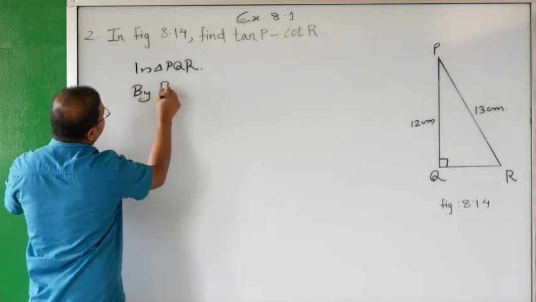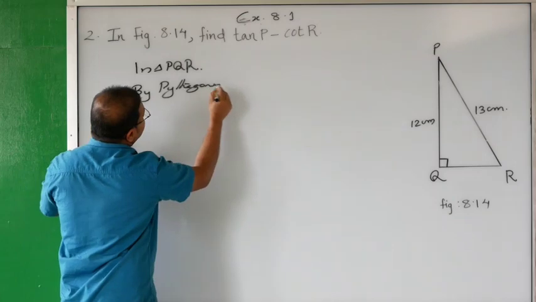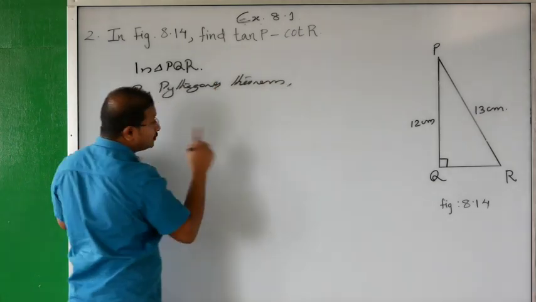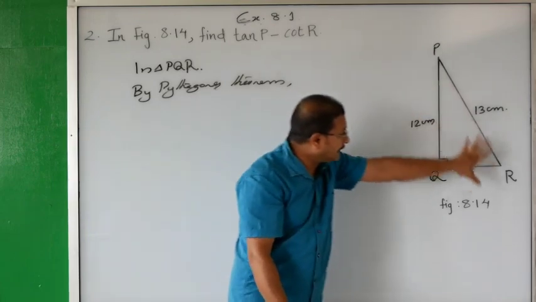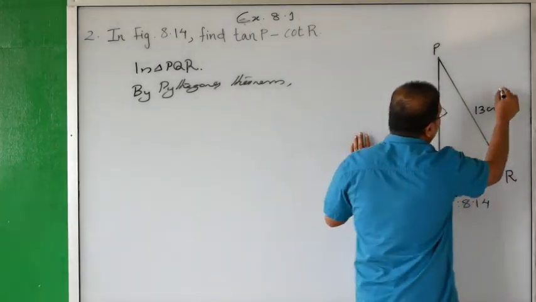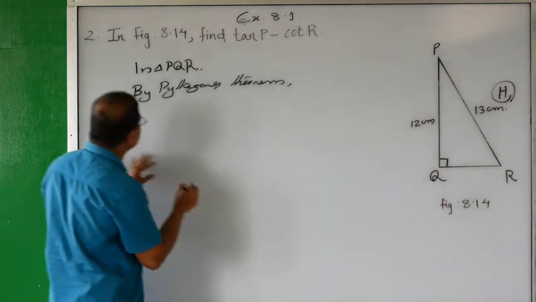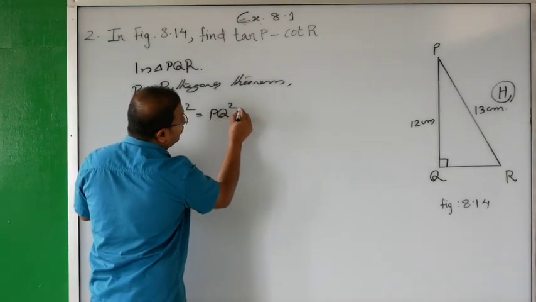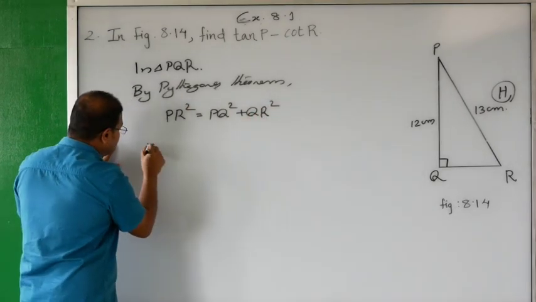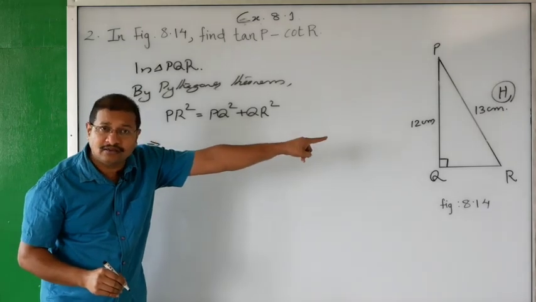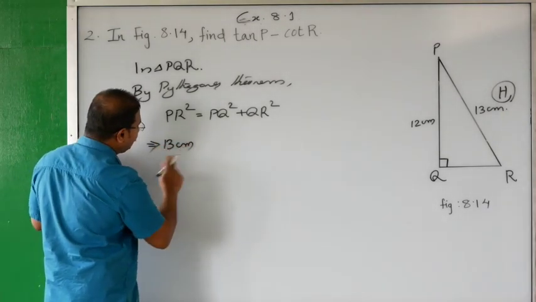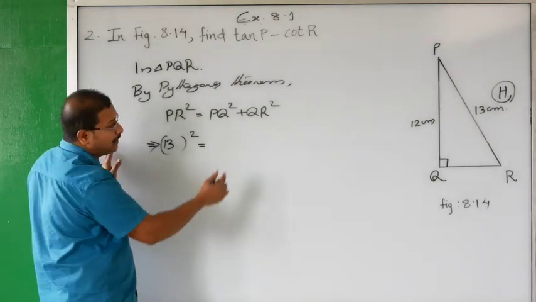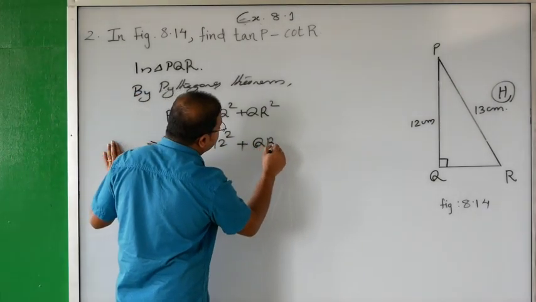By Pythagoras theorem, the longest side square. The longest side is what? According to this diagram, the longest is PR. So that will be the hypotenuse. So PR square equals PQ square plus QR square. What is the value of PR? Yes, 13 centimeter. I am writing 13. All right, 13 square equals PQ, which is 12. 12 square plus QR square, we'll find out.